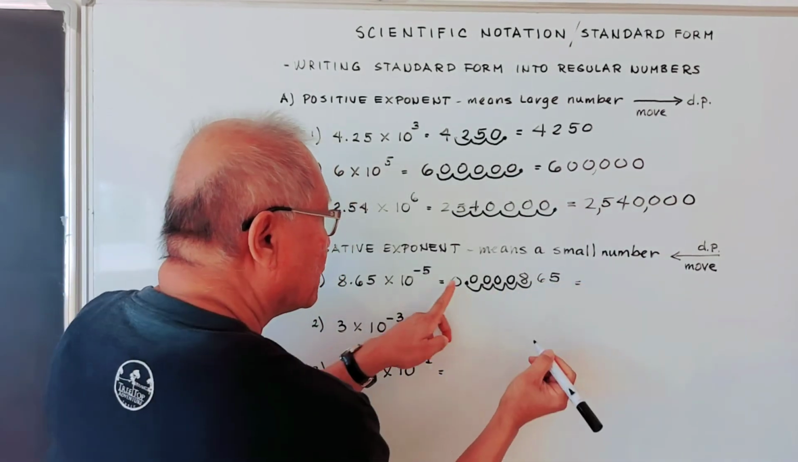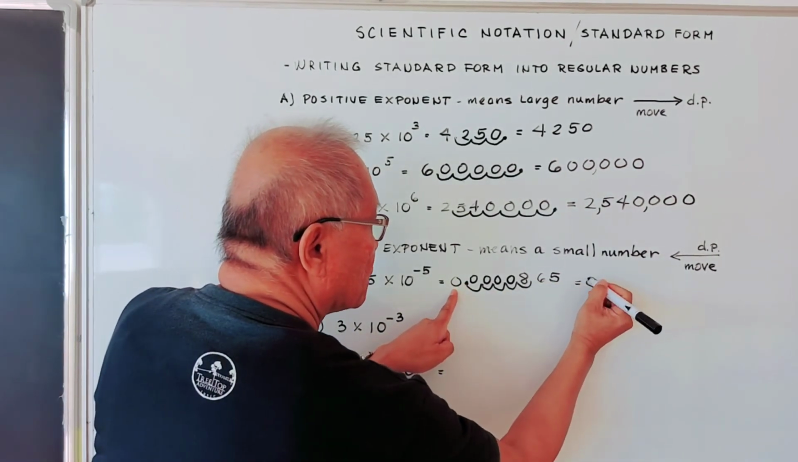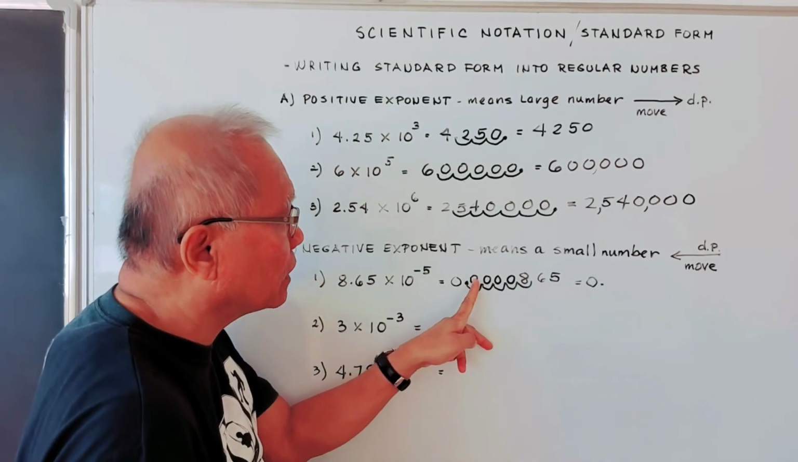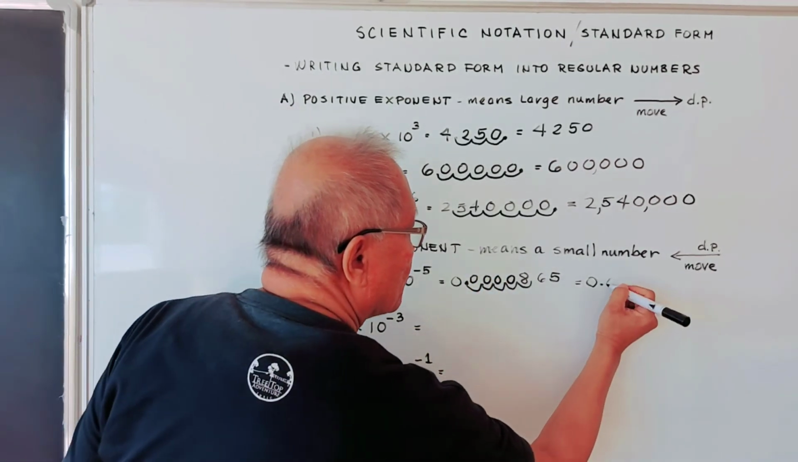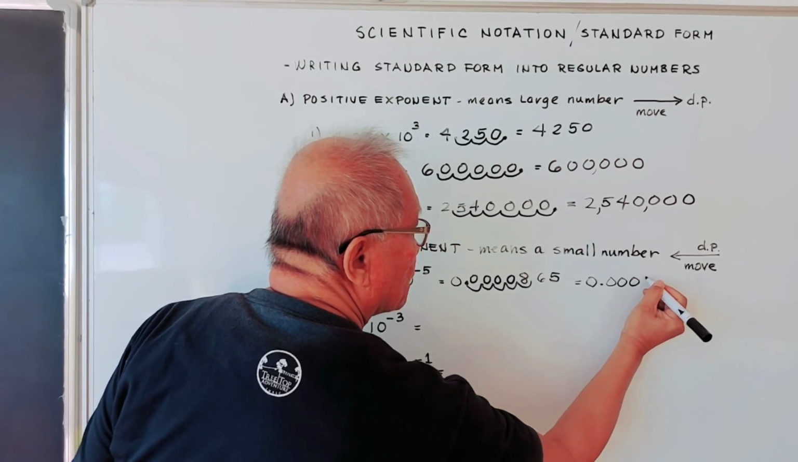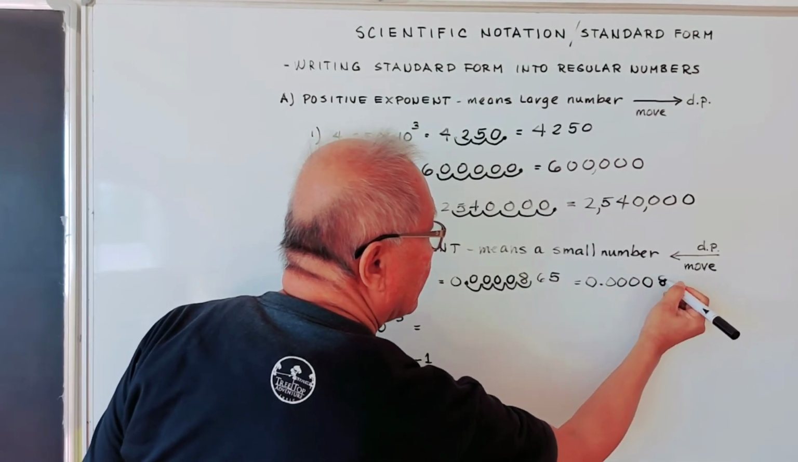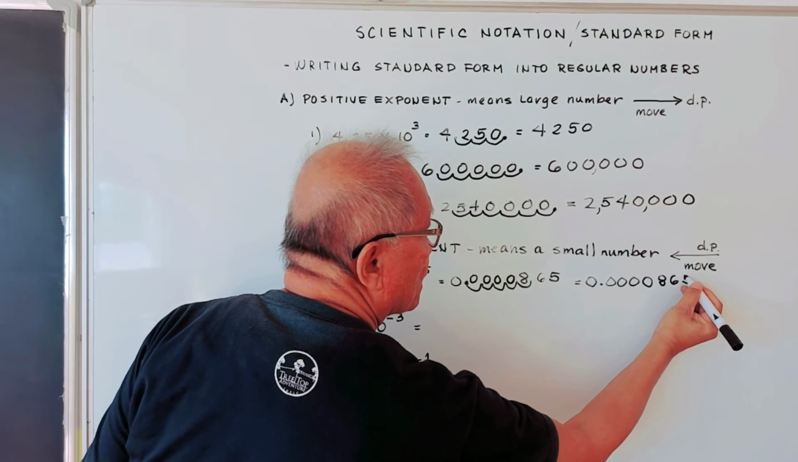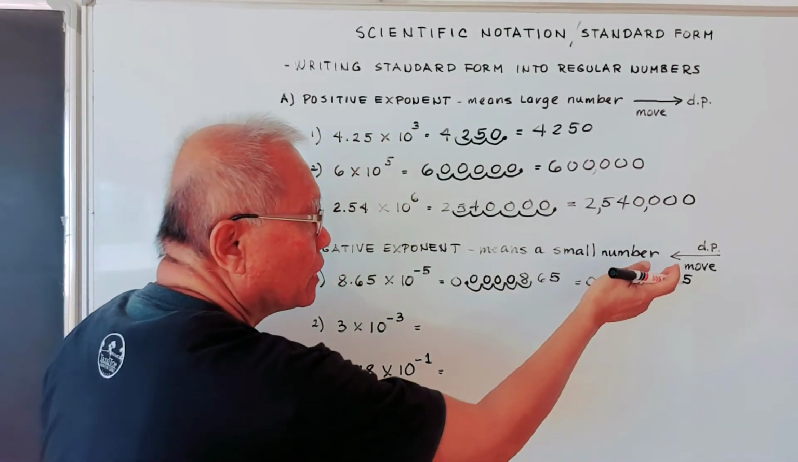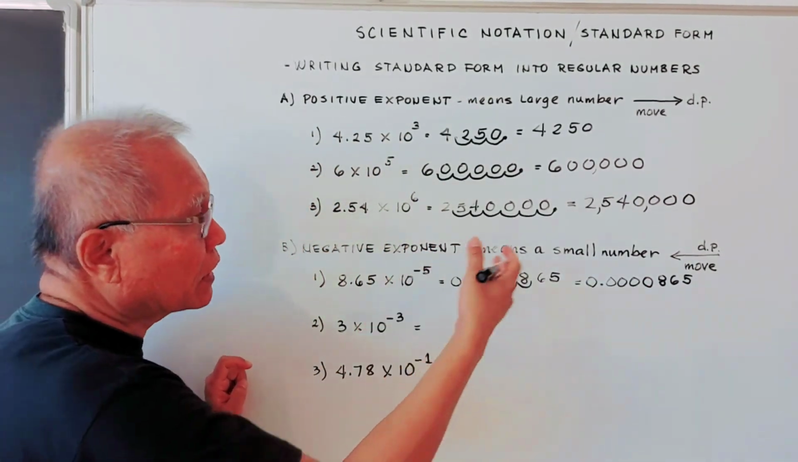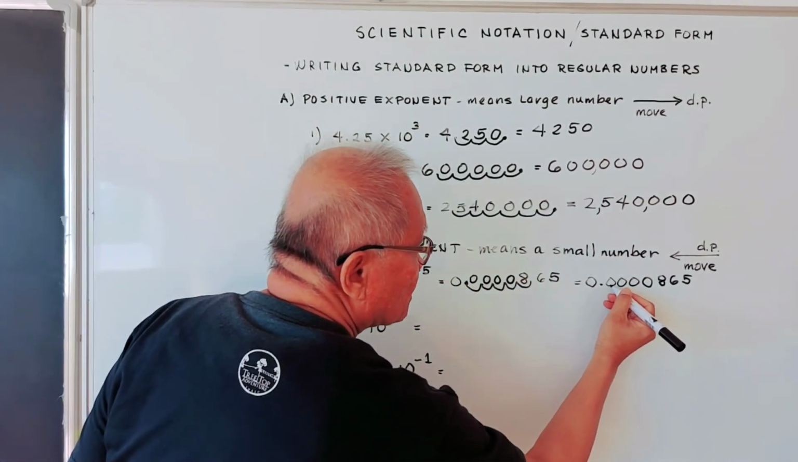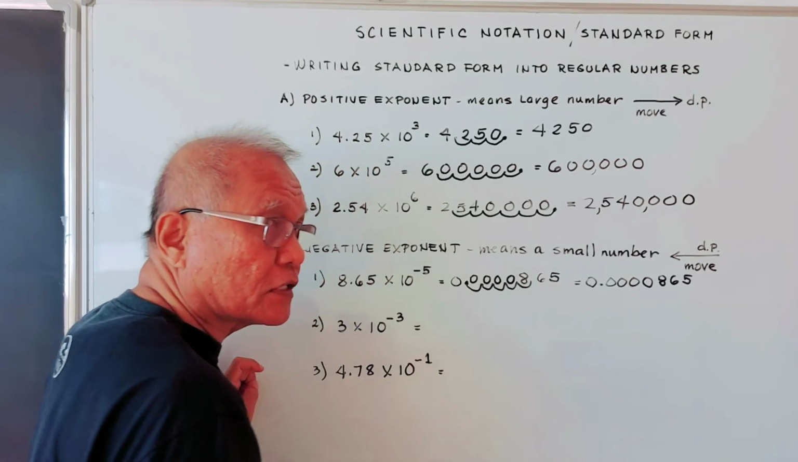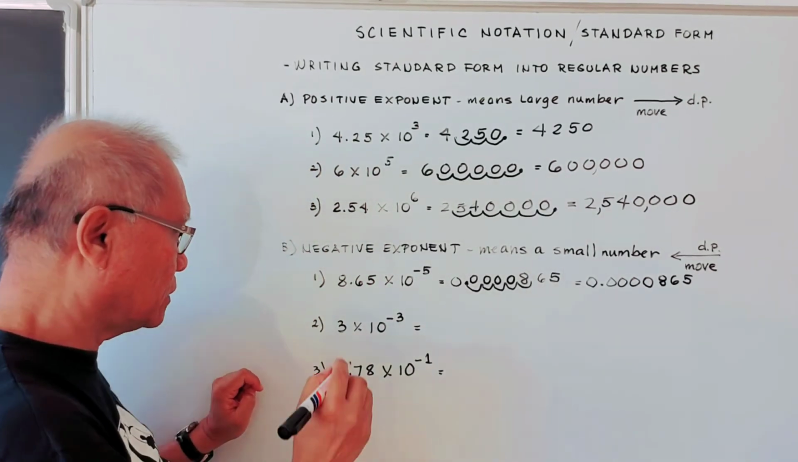So write again. You may put the 0 and then count. This one, the 4 zeros are important. 1, 2, 3, 4. So we have 1, 2, 3, 4, and 8, 6, 5. Can you add 0 there? If you like, you can add zeros. But the most important zeros here are the 4 zeros after the decimal point.